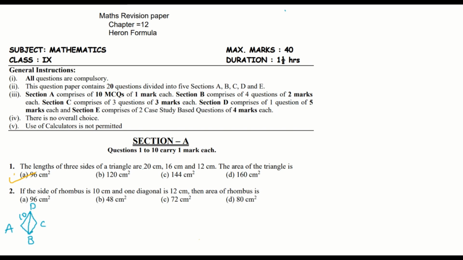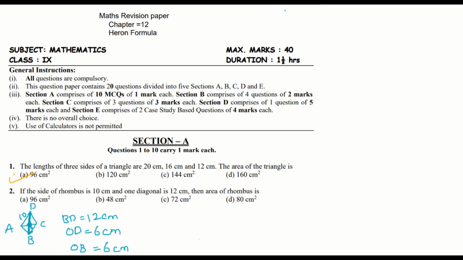Remember the property of the rhombus, that the diagonals of the rhombus bisect each other at right angles. So if the whole diagonal is 12 centimeter, as it gets bisected, let's name this point O. So here OD and OB, if BD is equal to 12 centimeter, then OD, as it is bisected, will be half of it, 6 centimeter. OD will be 6 centimeter and OB will be 6 centimeter.